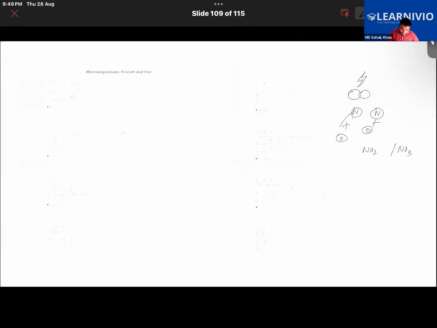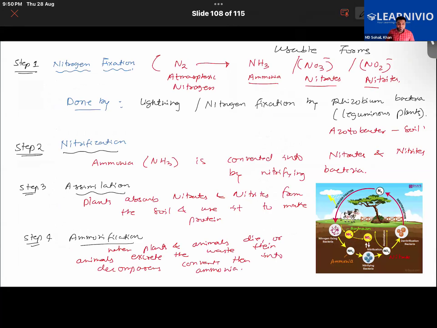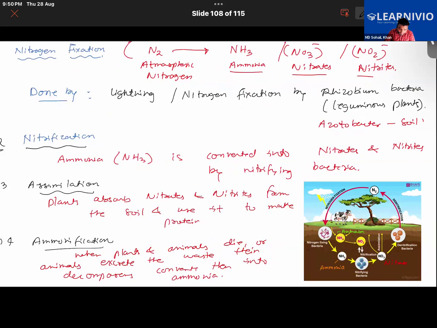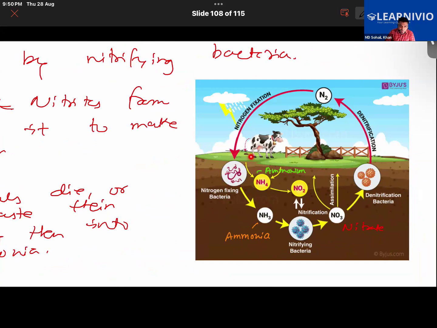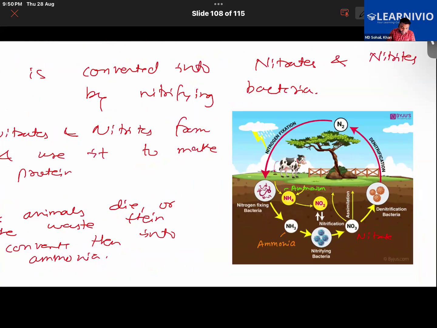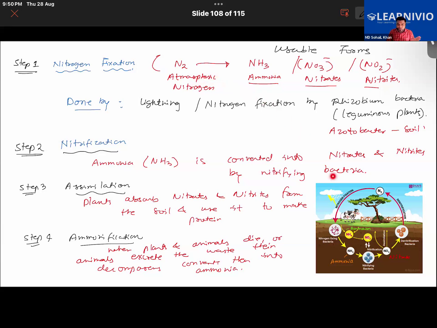Sir, can you explain step one, only step one? See, in the very first step, either due to lightning or with the help of nitrogen fixing bacteria, the atmospheric nitrogen is being converted into useful compounds. It's being fixed into the soil. The nitrogen fixing bacteria convert atmospheric nitrogen into ammonia. Later on, ammonia gets converted into nitrates and nitrites by the action of nitrifying bacteria. So atmospheric nitrogen is being fixed into the soil, converted into different usable forms. So that is nitrogen fixation.